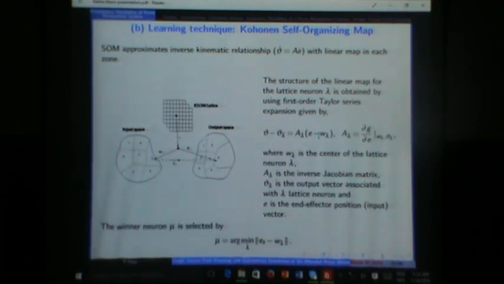Now, why this is done is the property of self-organizing. This is a little bit different from other neural nets. So when I'm teaching, I'm breaking this up into small sectors. For that region, I'm seeing what is the corresponding region on that side. That is what it is learning. So it is learning an inverse Jacobian for each small region, this region to that region.